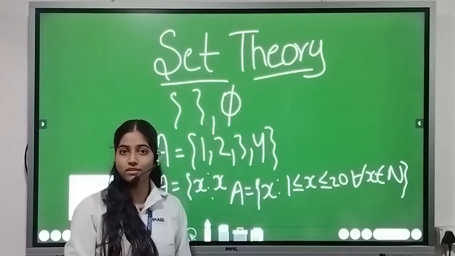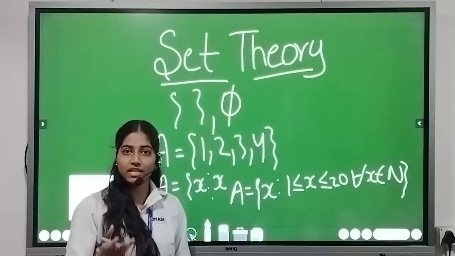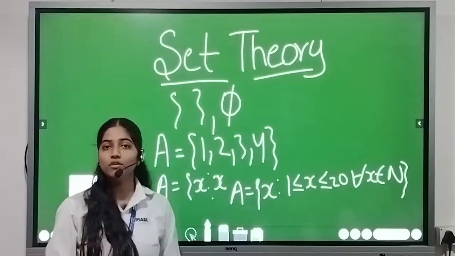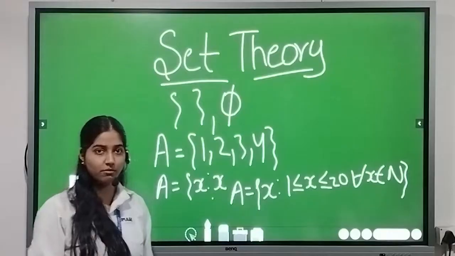Pair set if it has two elements. Multiple set if it has more than two elements. Finite set if it has a countable number of elements, and infinite set if it has an uncountable number of elements.